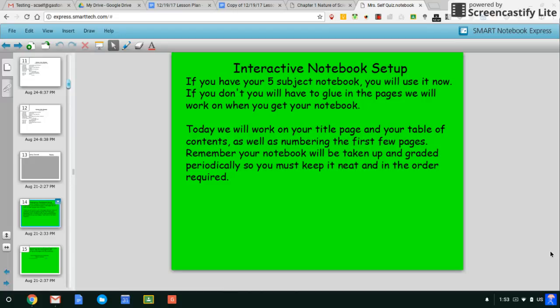Okay, so first we're going to work on your title page and your table of contents, as well as numbering your first few pages. Remember that your notebook will be taken up and graded periodically, so you need to keep it neat and in the order required. If you did not do this with social studies, you need to really make sure that you do this with science, because you know that I count those as quiz grades, and that can really help out your quiz average for science.